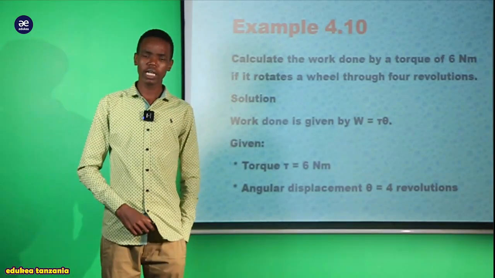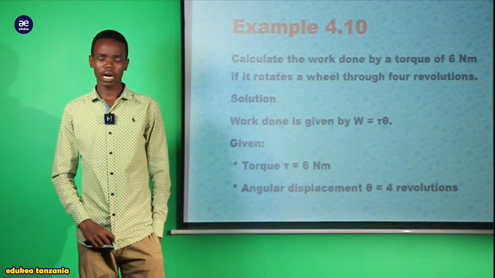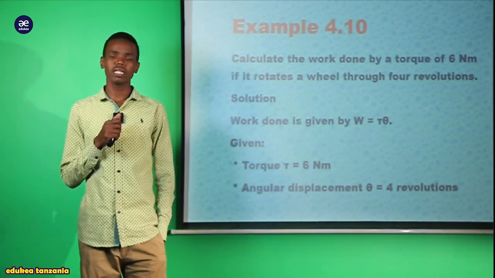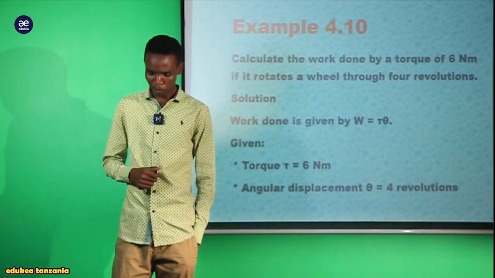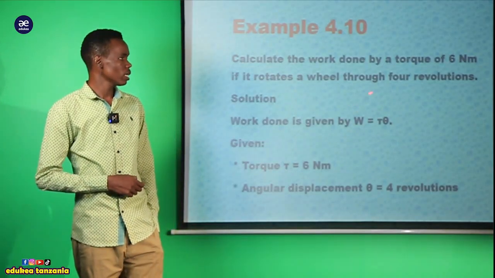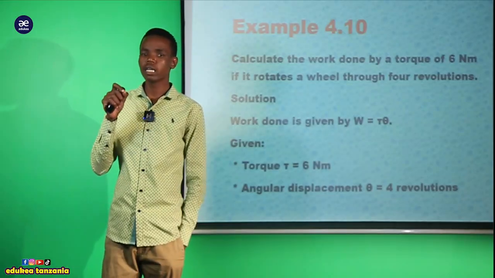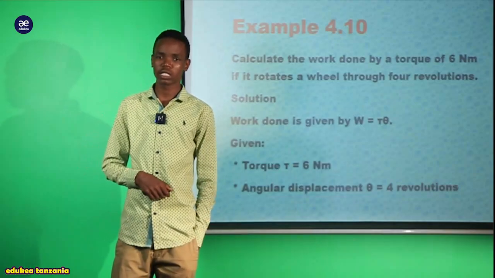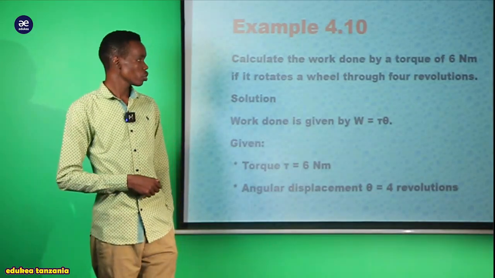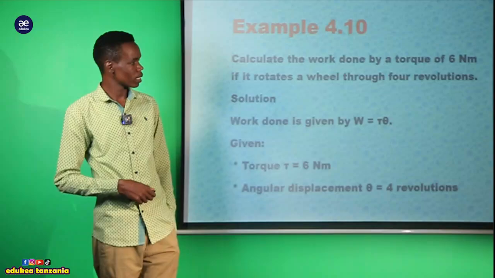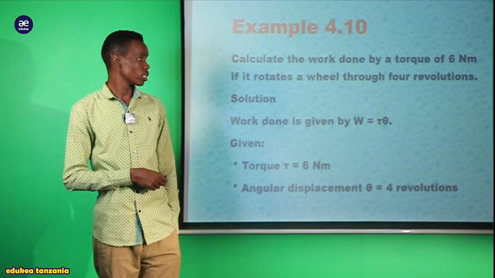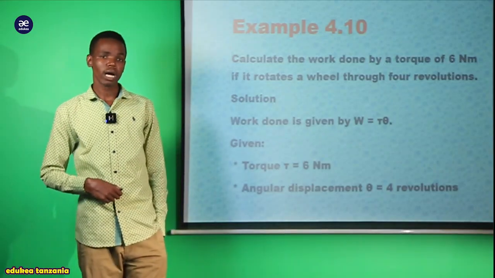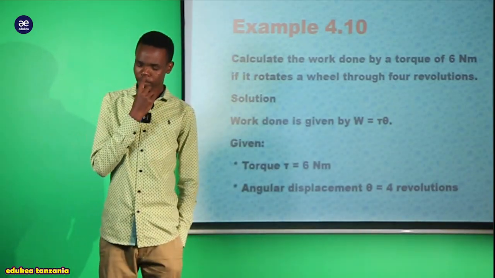Now how can we get the work done? This is what we have been asked in our equation here. The first step is to summarize the data that we have on our question. We have the torque, the force that is applied, which is equal to 60 Newton meter. And also we have the angular displacement, which is equal to 4 revolutions, as we observe here. Now, how can we get the work done?